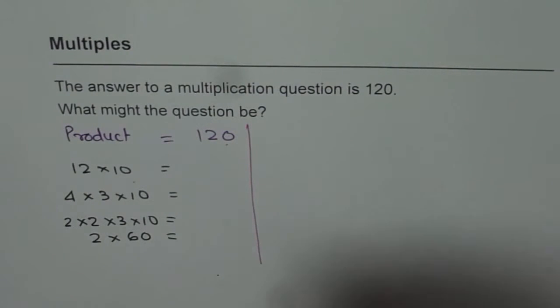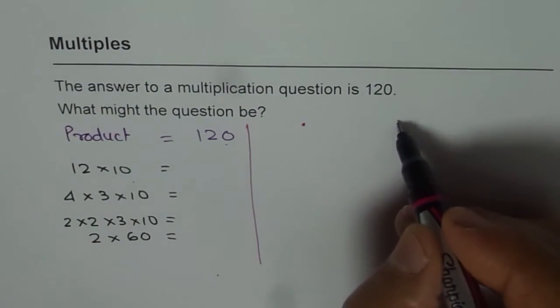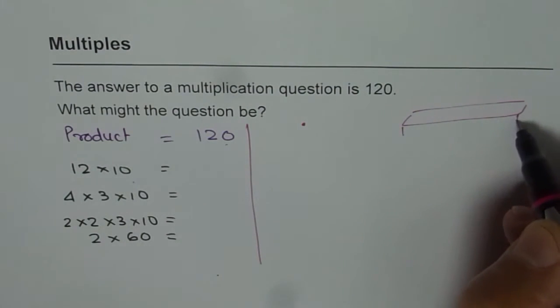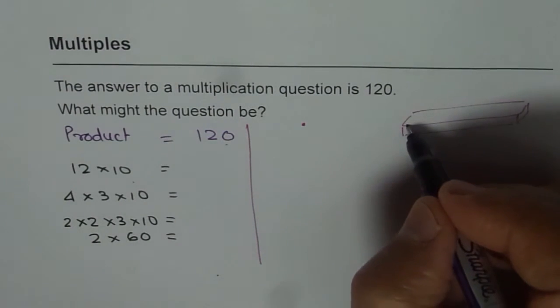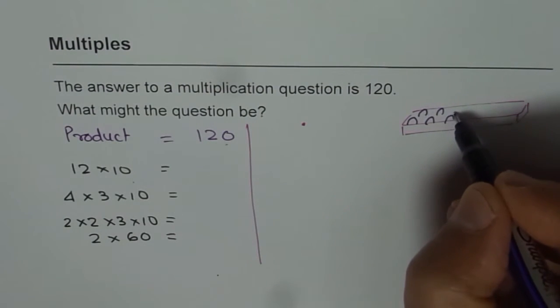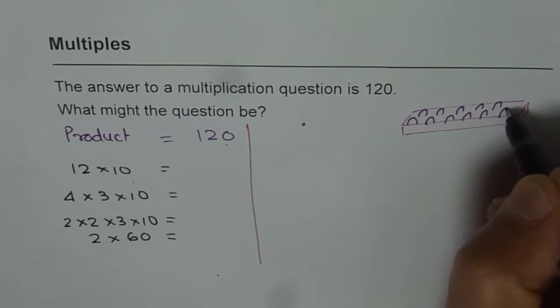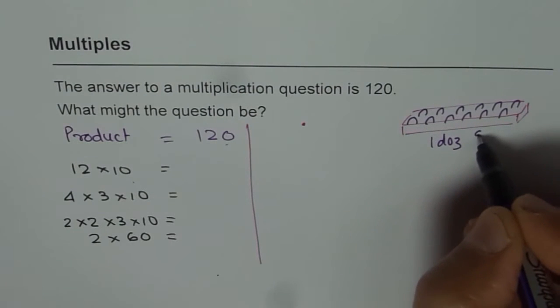Well, there could be other kinds of word problems. For example, let us say 1 dozen eggs are there in a box. Let's say we have this box which has eggs in it, right? So there are eggs in it. 1, 2, 3, 4, 5, 6, 7, 8, 9, 10, 11, 12. So we have 1 dozen eggs.